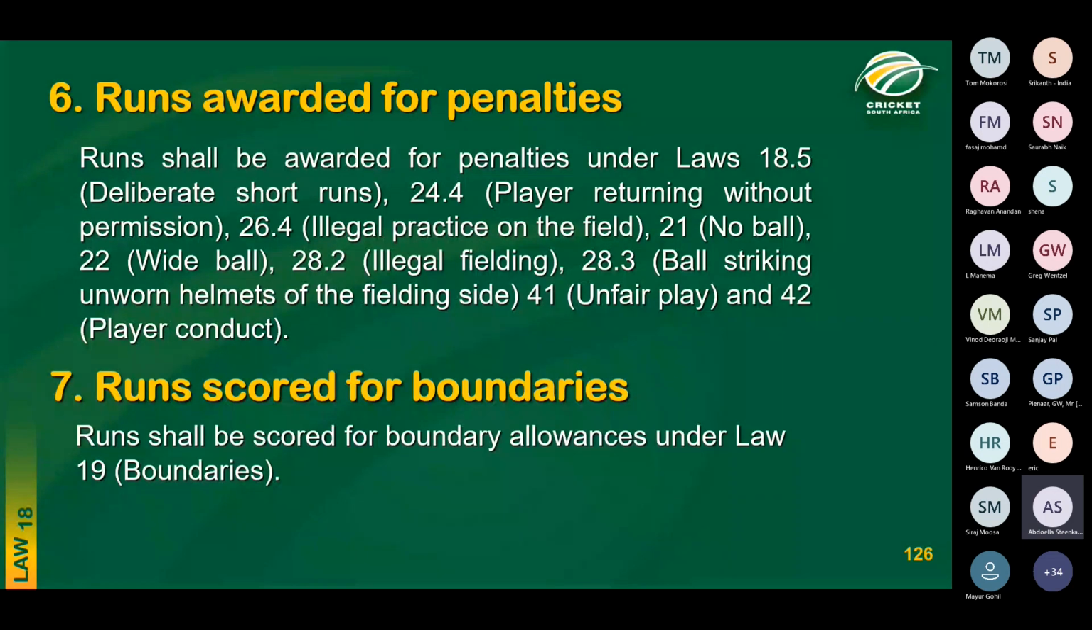So there are various penalties that are awarded under the laws. Runs scored for boundaries: currently, as per the law, there are 2 types of boundaries. You get a boundary 4 and a boundary 6, and we'll cover them in the next law on Wednesday evening.